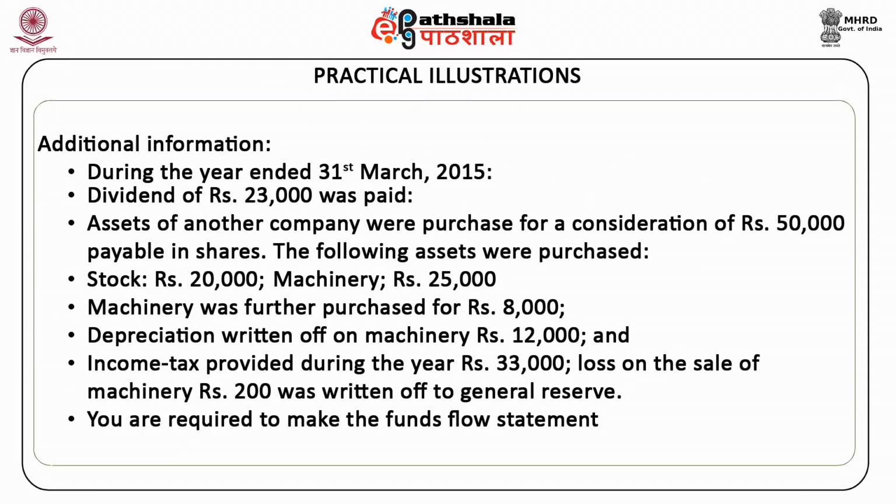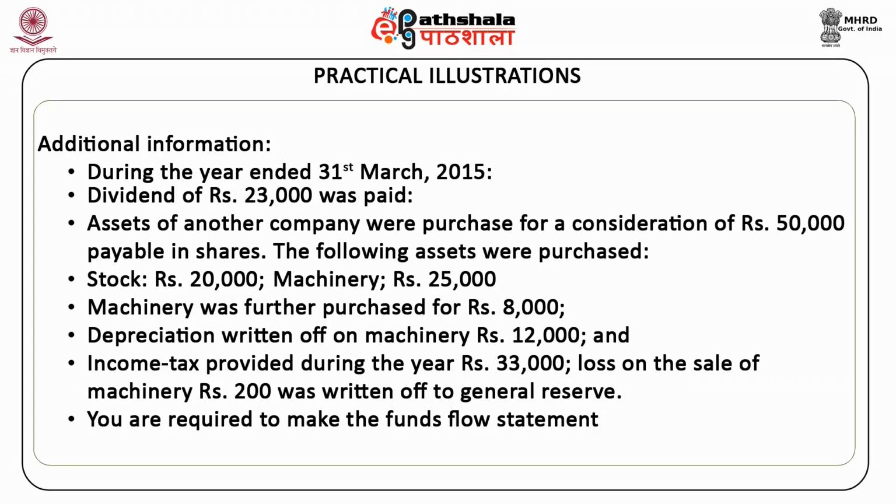Additional information. During the year ended 31st March 2015, dividend of rupees 23,000 was paid. Assets of another company were purchased for a consideration of rupees 50,000 payable in shares. The following assets were purchased: stock rupees 20,000, machinery rupees 25,000. Machinery was further purchased for rupees 8,000.